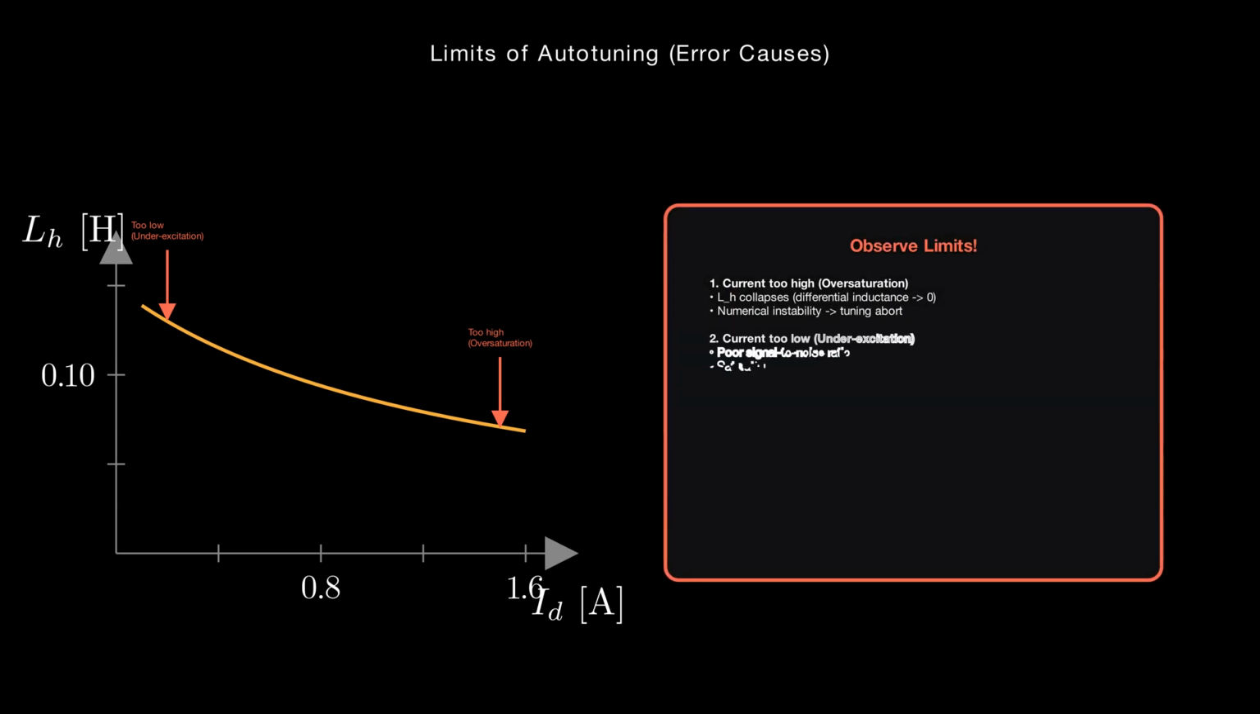In doing so, the limits of the magnetizing current must be strictly observed. Too high a current drives the machine into oversaturation, causing the mutual inductance to collapse and the tuning to abort numerically. Conversely, too low a current leads to noisy measurements and incomplete saturation capture, causing control instabilities during operation.